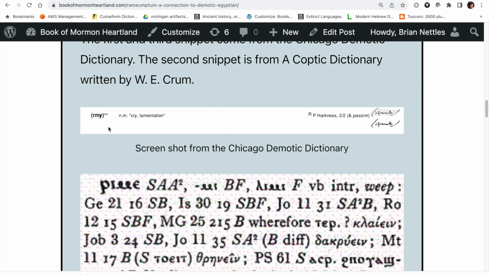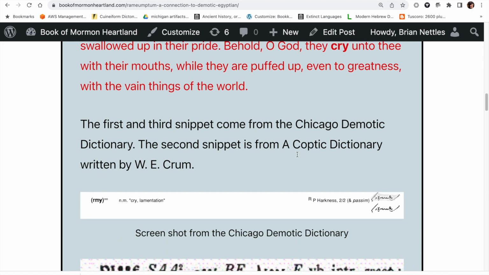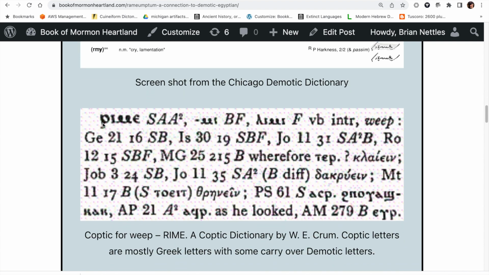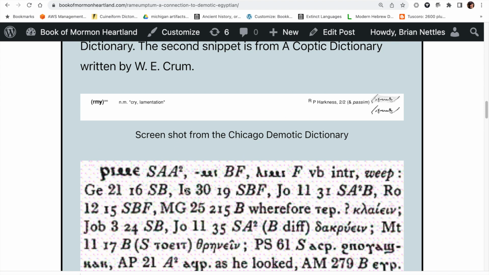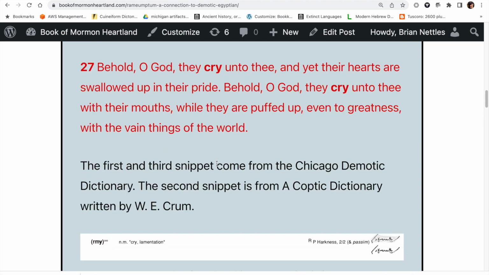In Demotic, we see RMY, cry, lamentation, just like it talks about in verse 27, where they did cry unto God, yet they were puffed up. Here in Coptic, you can see this is Rome, which means weep. So there's a match between these two. The Demotic and the Coptic both match to tell us that Rome or Remi means to cry.